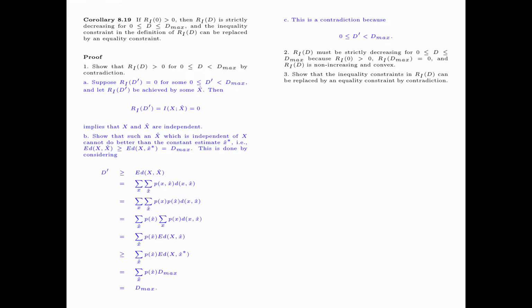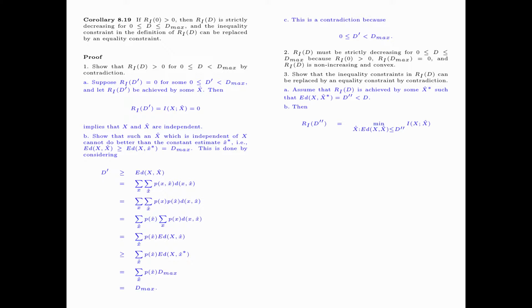In the third step, we show by contradiction that the inequality constraint in the definition of R_I(d) can be replaced by an equality constraint. Again, this is achieved in a few substeps. First, we assume that R_I(d) is achieved by some x hat star such that the expectation of d(X, x hat star) is equal to some d'', which is strictly less than d.